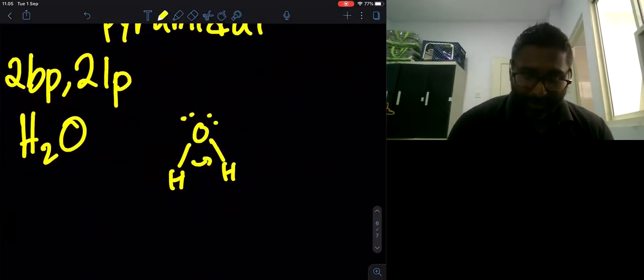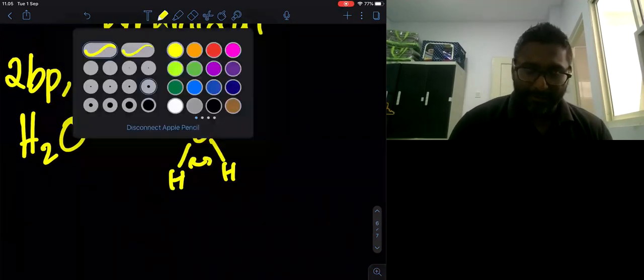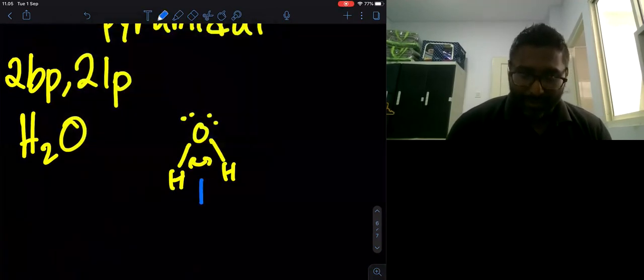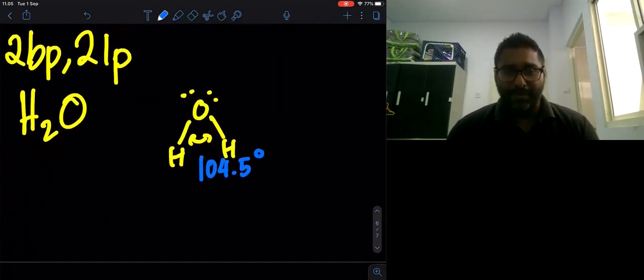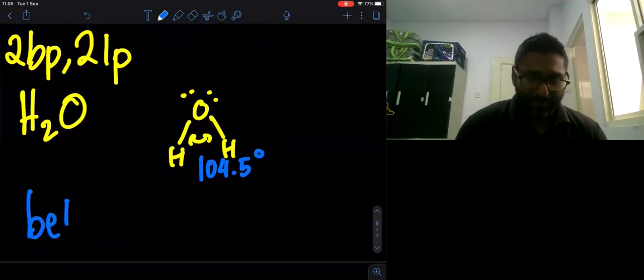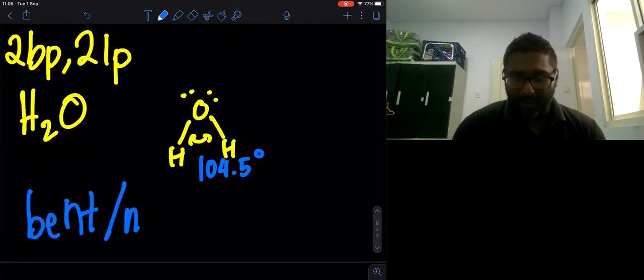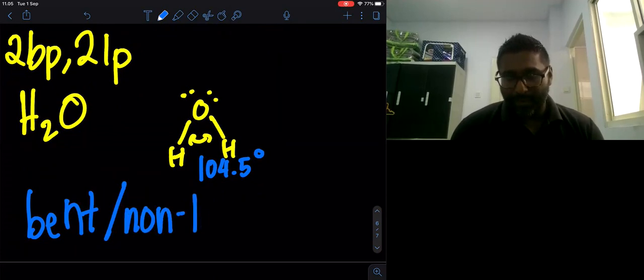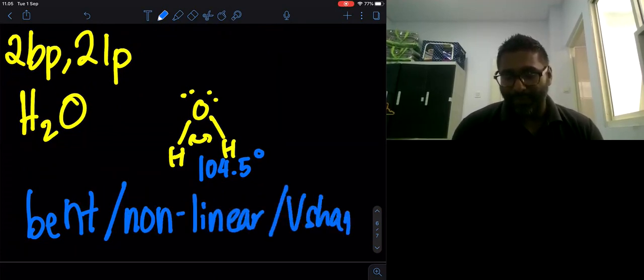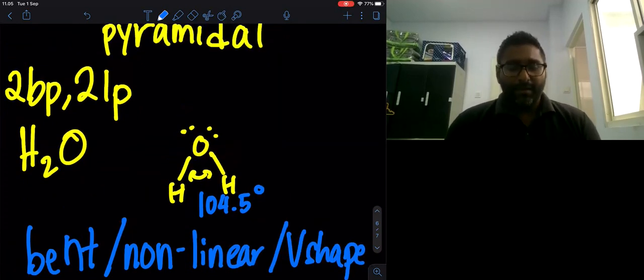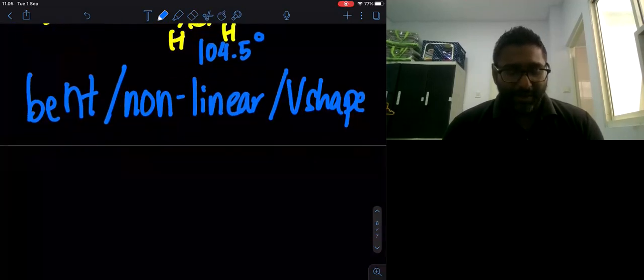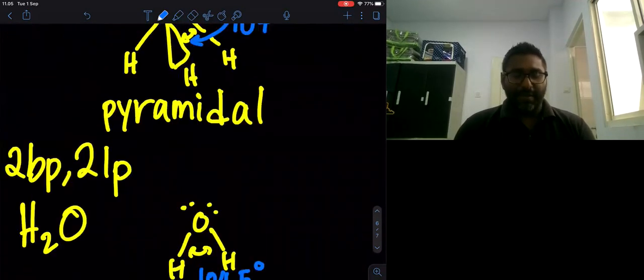So the bond angle that we are talking about here is going to be 104.5. And this one you can memorize the shape. This shape is going to be bent, or we call it non-linear, or you can say V shape. So all these are accepted in your CIE. Let's move on further. Now all the variations we have covered.